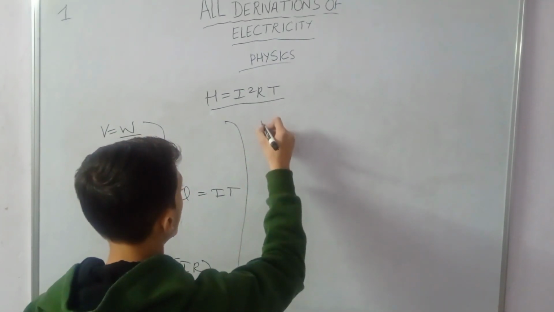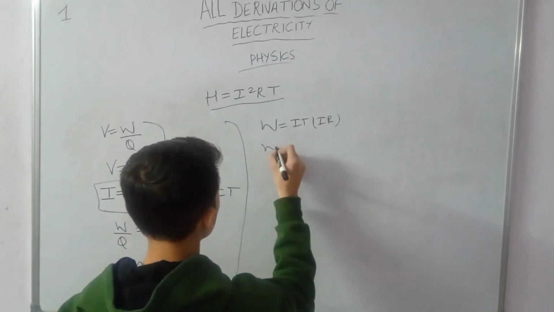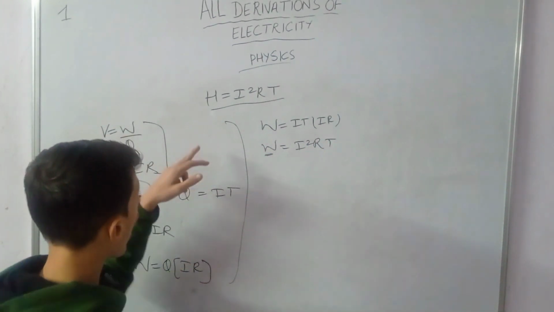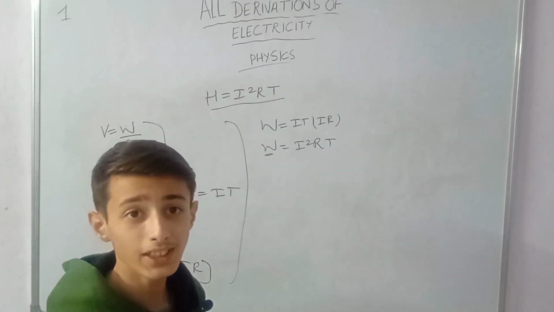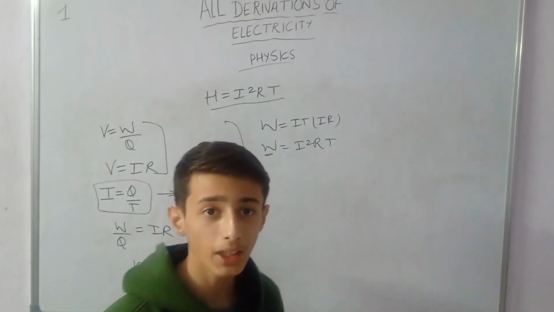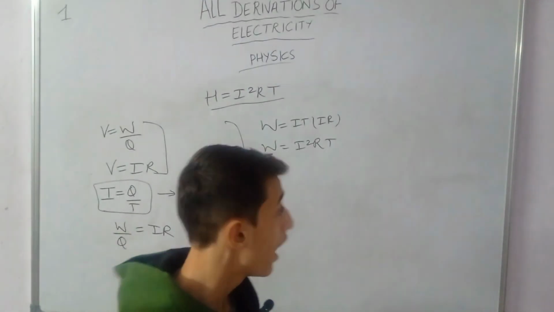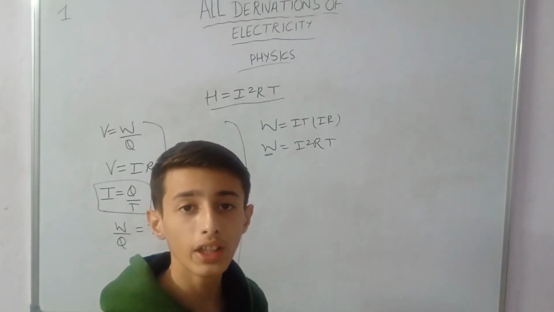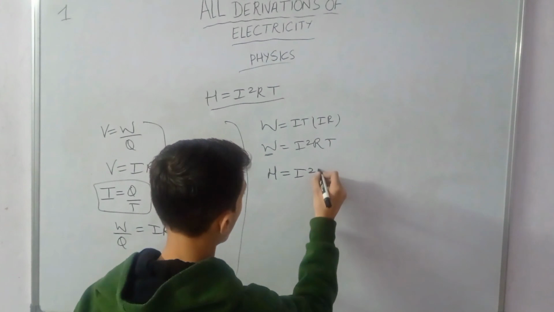Now W equals IT times IR, so the formula becomes I square RT, and here it is work done. How can we convert this to heat? We know that this work done represents the heat, because the potential difference is provided by the battery, and the work is done by the battery. This work done becomes heat when the electrons flow in the electric circuit. So the formula becomes H equals I square RT.